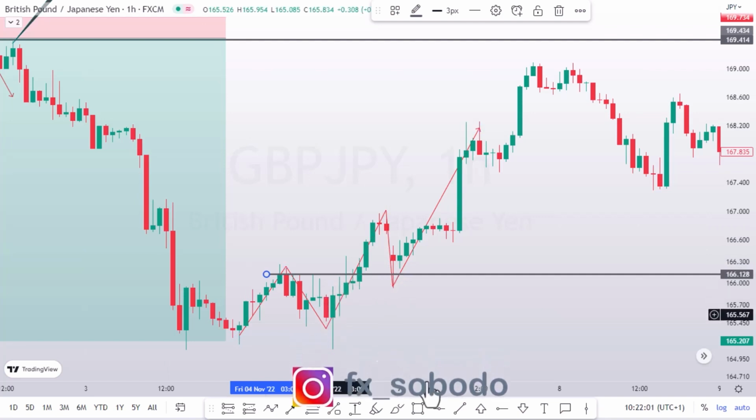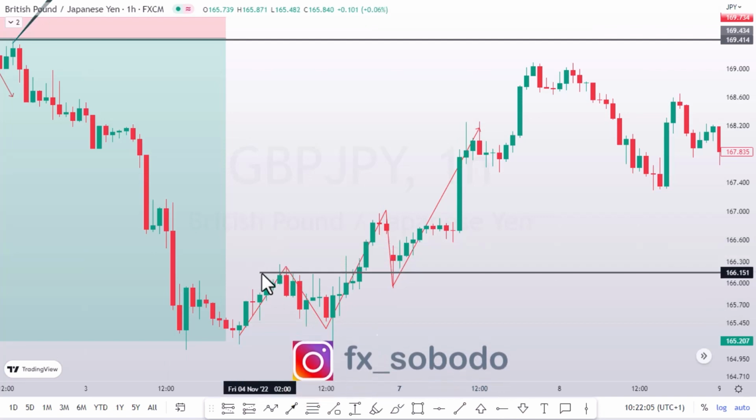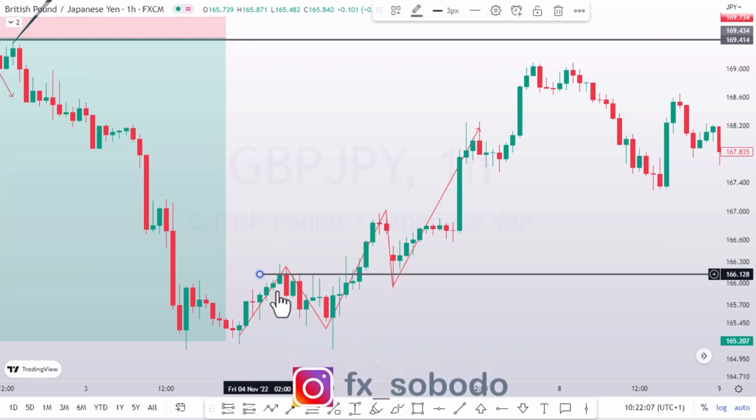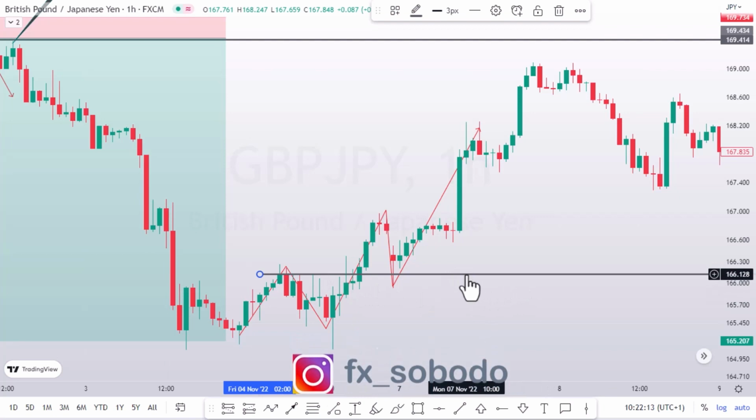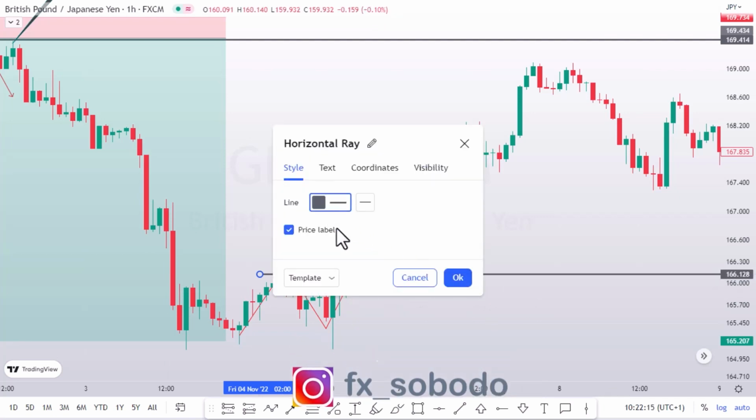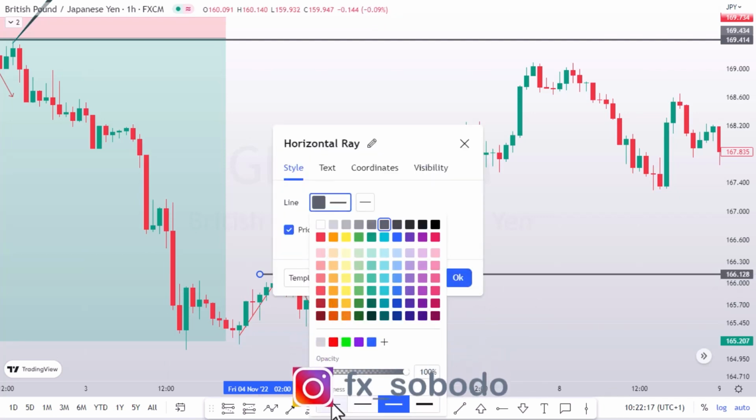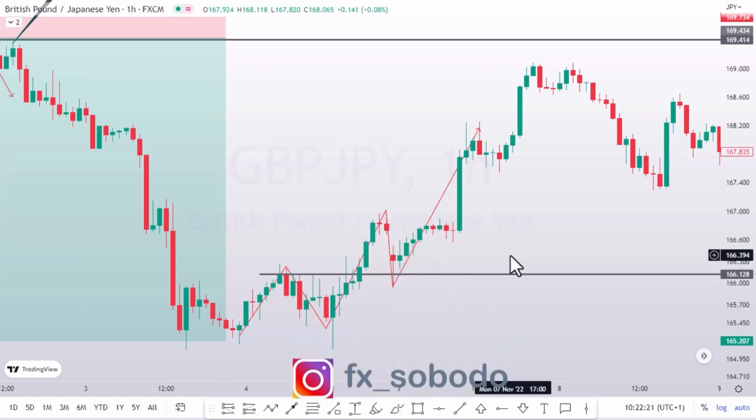remember, when drawing your resistance, make sure you place it where price bounces many times, because here just use your normal line. You see this line with thickness of 3, that alone is enough. Simple is the way, guys. Make it simple, plain and easy for you to understand.